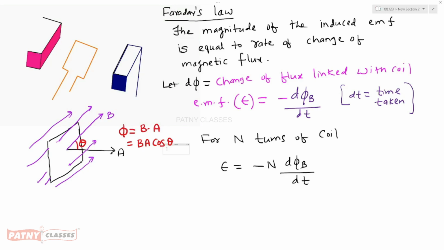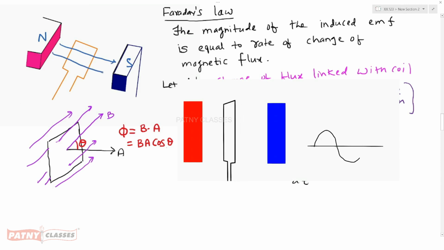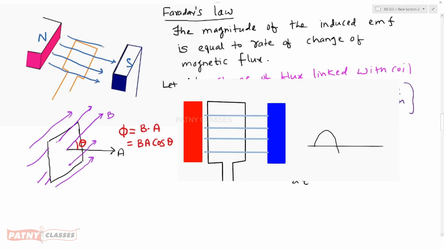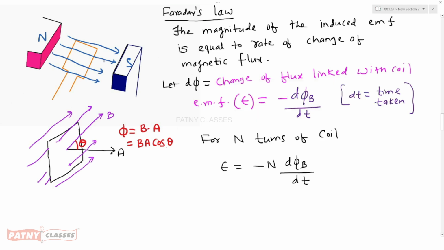According to Faraday's law, the magnitude of induced EMF is equal to the rate of change of magnetic flux. You see here the coil is rotating in the magnetic field and the flux is passing from north pole to south pole. As the coil is rotating, it cuts the magnetic flux. The more the speed, the more it will cut the magnetic flux. So the EMF produced in the coil will depend upon how fast the coil is rotating. Therefore, the magnitude of induced EMF is equal to the rate of change of magnetic flux.